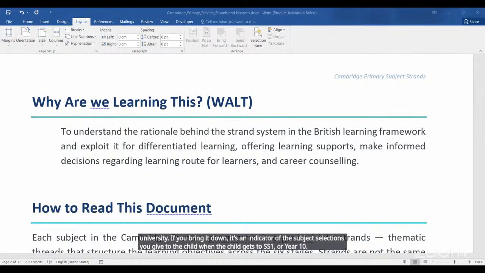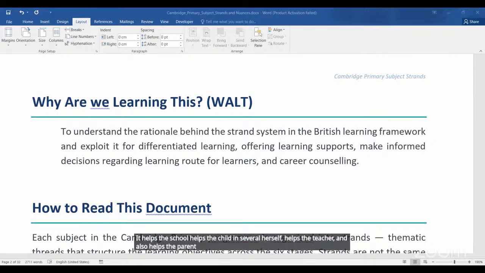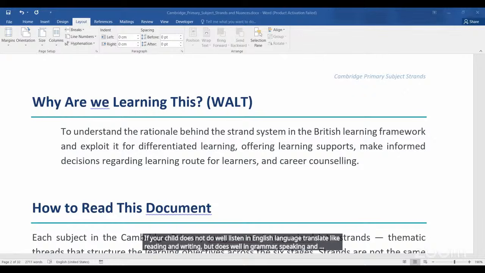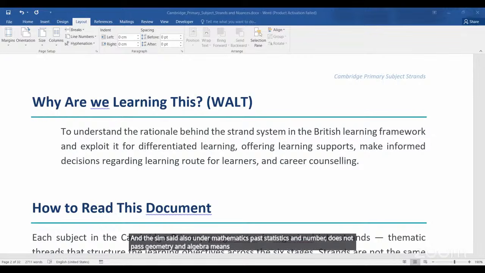It helps the school counselor, the child himself or herself, the teacher, and also the parent. So that a parent will not say, my child must study law because I'm his father. If the child does not do well in English language strands like reading and writing, but does well in grammar, speaking, and listening, because a lawyer needs to write and read a lot of things, and that child did not pass reading and writing. And the same child, under mathematics, passes statistics and number, but does not pass geometry and algebra, it means that child must not do engineering.